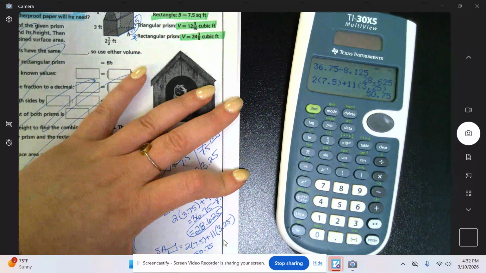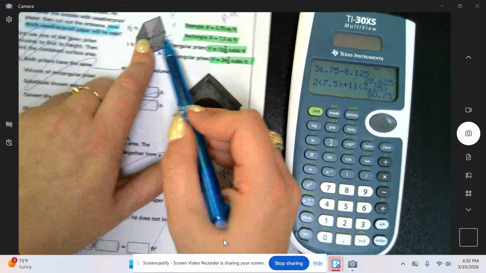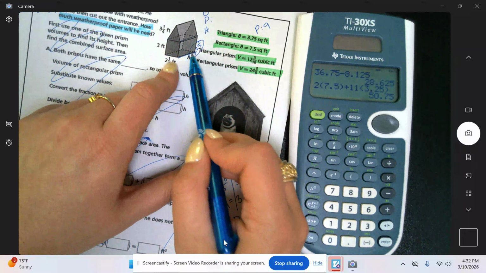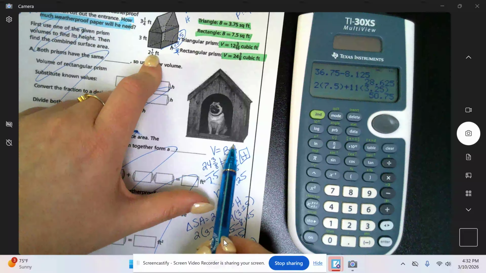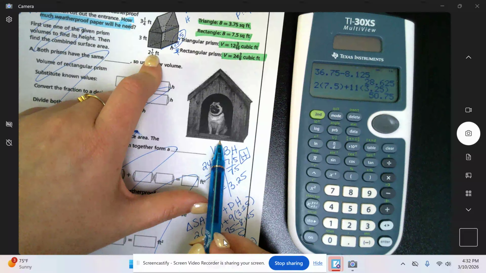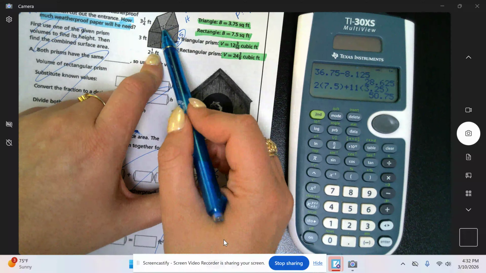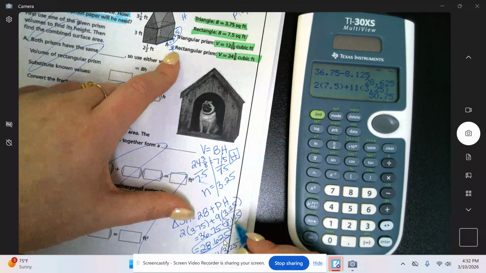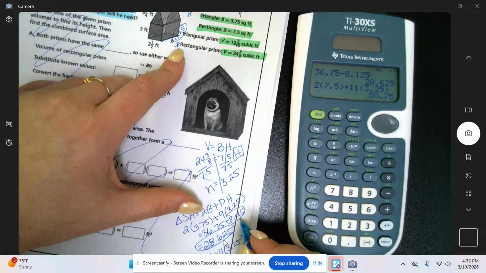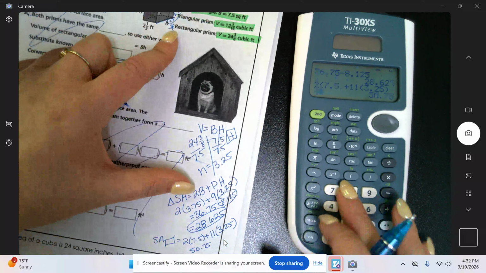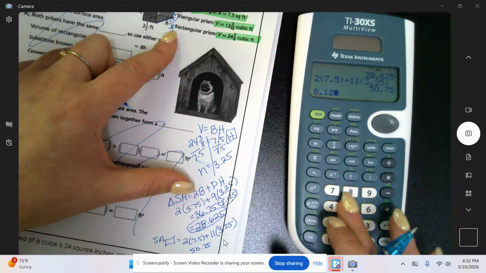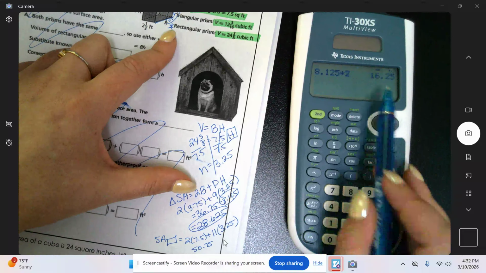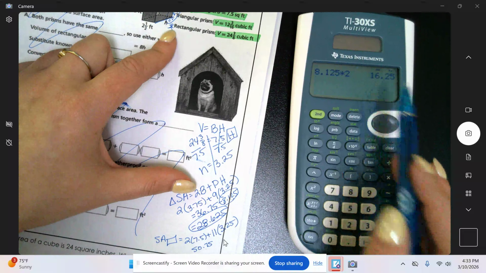But once again, we don't need this top rectangle or this bottom rectangle, because the doghouse is going to be sitting on the ground, and we're not going to wrap the bottom of the doghouse in the paper. So we need to take out the top rectangle and the bottom rectangle. So we need to take out this that we've already found, that 8.125. We got to take that out twice this time instead of just once. So I'm going to take that 8.125 times 2, which gives me 16.25. I got to take this out.